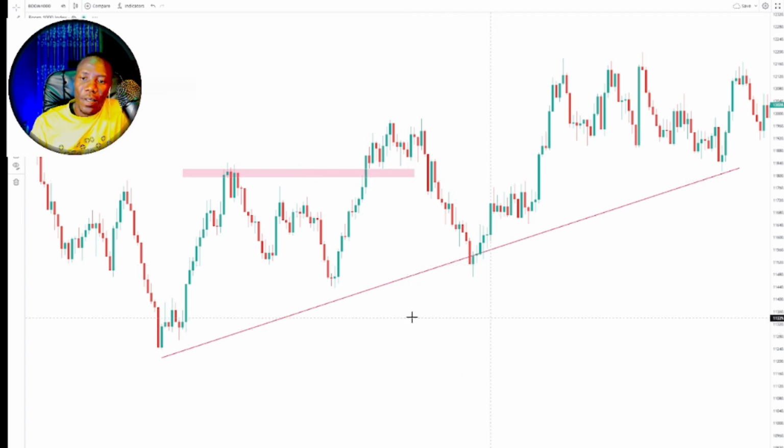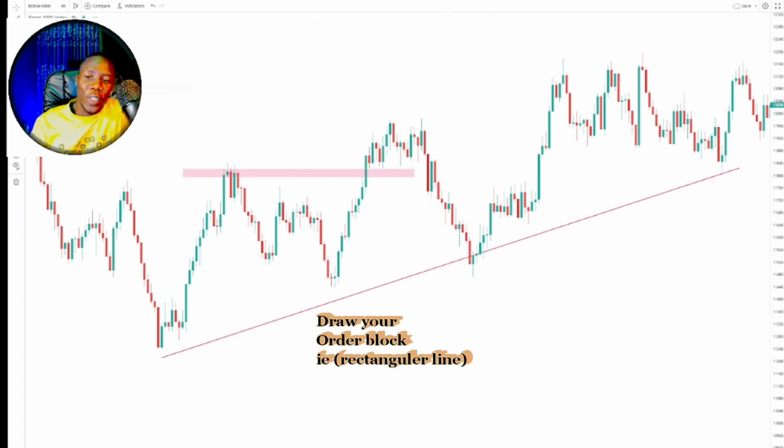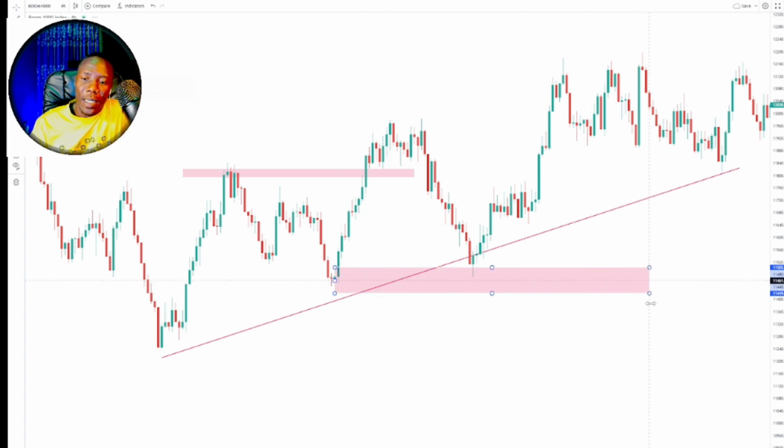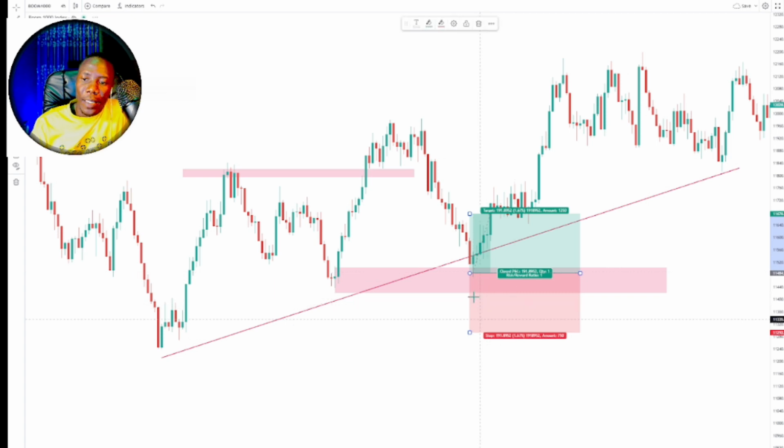So what again do you need? You need to come and draw your order block here. Last candle before the spike. Push it down and extend the line. It's very simple. Get your target, at the middle of the zone.